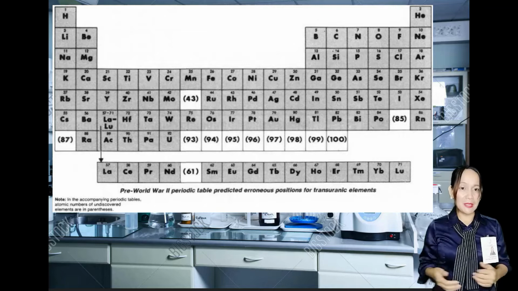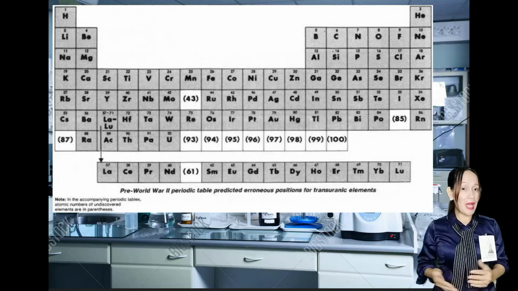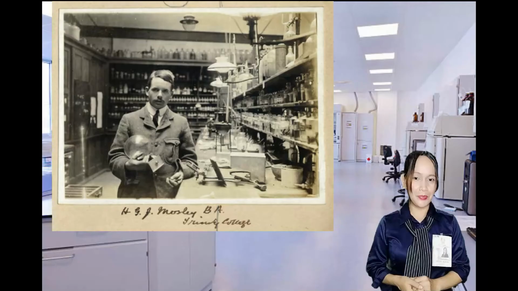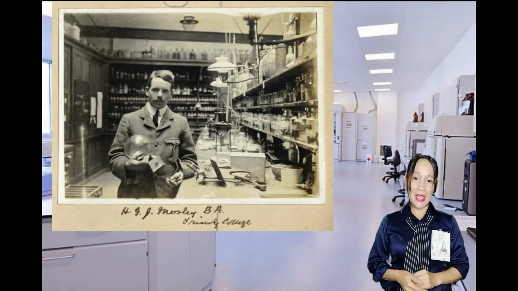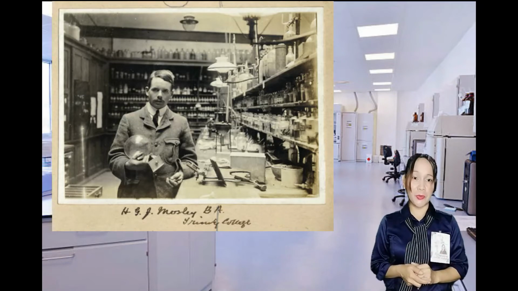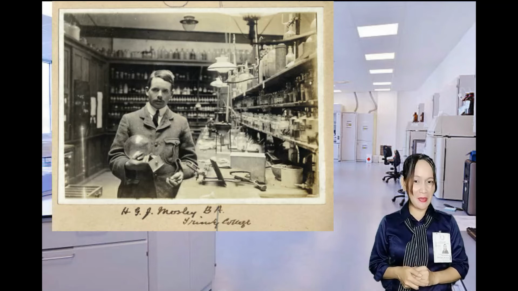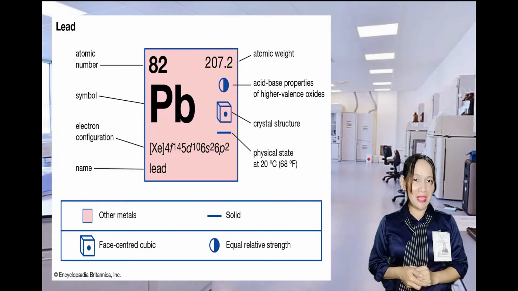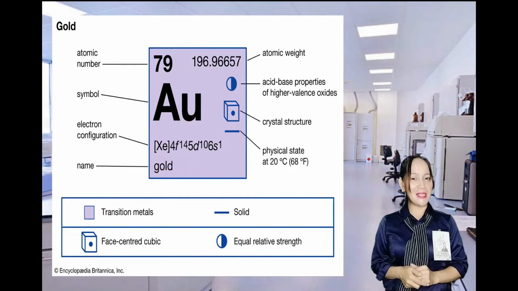So, the scientists fill the gaps of the periodic table of elements by synthesizing elements in the laboratory. Take a look at this. He's Henry Jeffreys Moseley, an English physicist, who proved that major properties of an element are determined by the atomic number and not by the atomic mass or weight. He firmly established that there is a relationship between atomic number and the charge of the atomic nucleus.